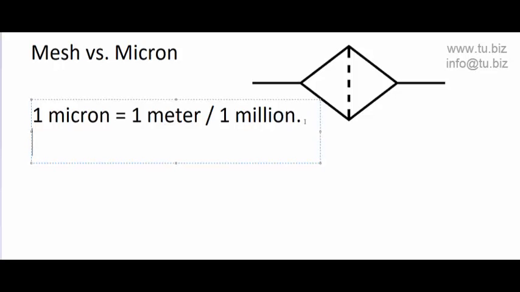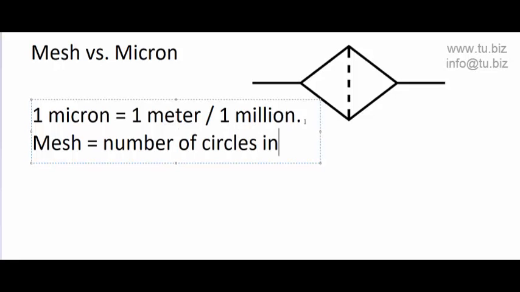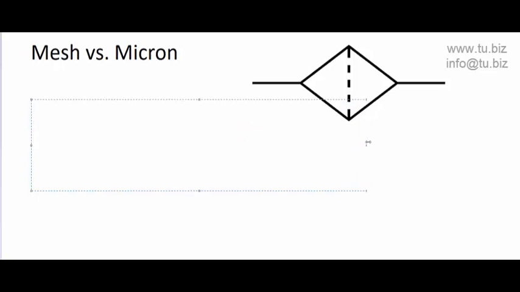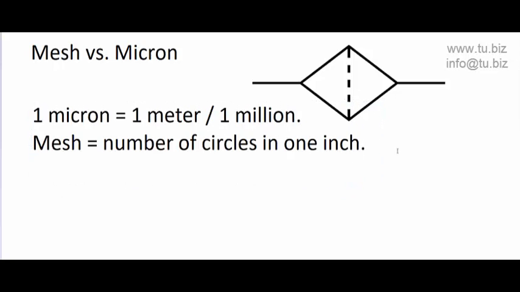So what is a mesh? The best way that I can say it is, mesh is a number of circles in 1 inch. That's the best way I can describe what a mesh is.